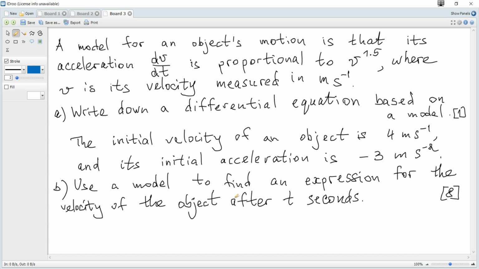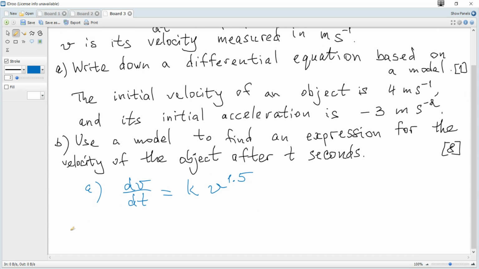A model for an object's motion is that its acceleration dv over dt is proportional to v to the power 1.5, where v is its velocity measured in meters per second. Question A. Write down a differential equation based on the model. What does it mean that something is proportional? It means directly proportional. It means that dv over dt is equal to some constant of proportionality k multiplied by v to the power 1.5. And it's the required differential equation.